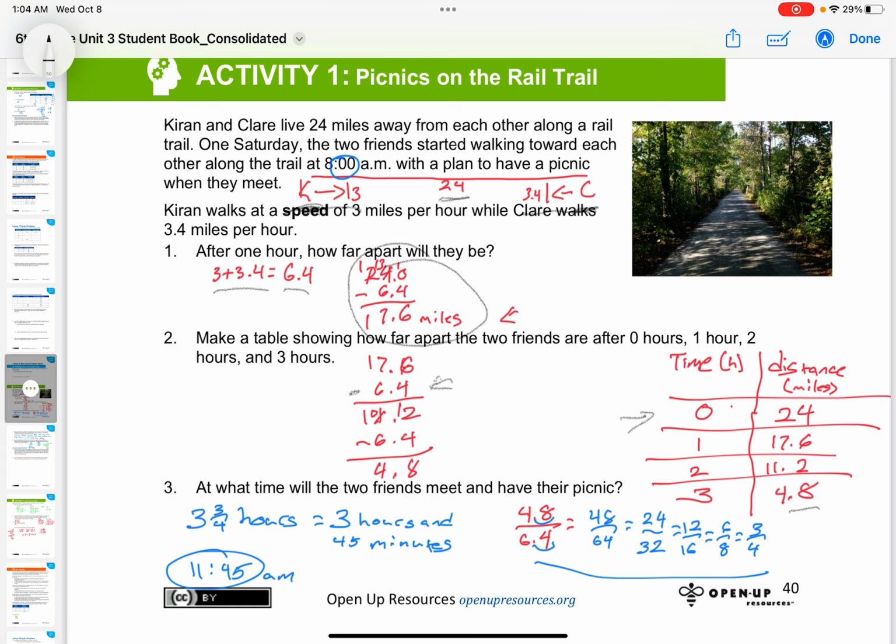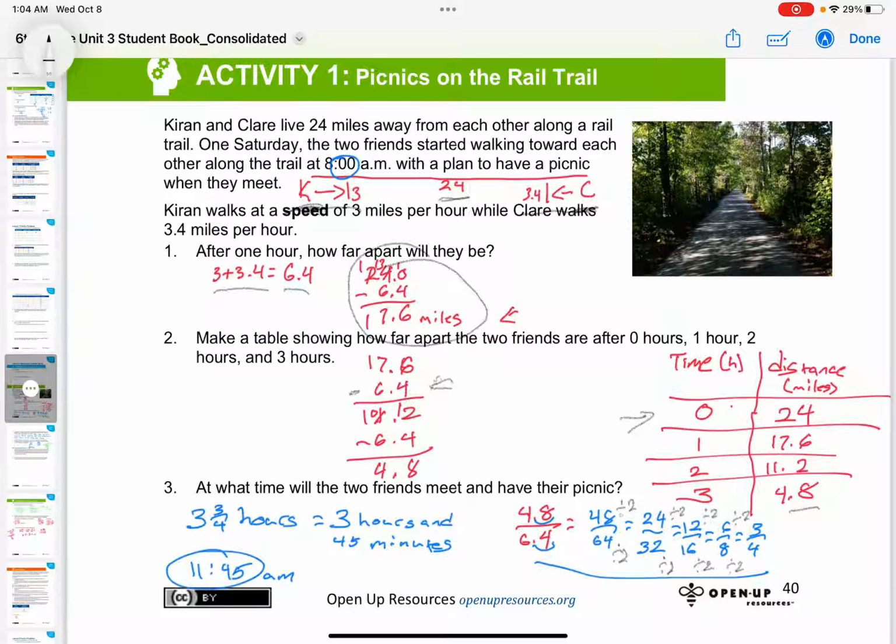Now we move the decimal over because we don't like decimals in fractions. So we have 48 over 64. And so I just divided top and bottom by 2 and got 24 over 32. Then I divided by 2 again and got 12 over 16. Divided by 2 again and I got 6 over 8. And I divided top and bottom by 2 again and I got 3/4.